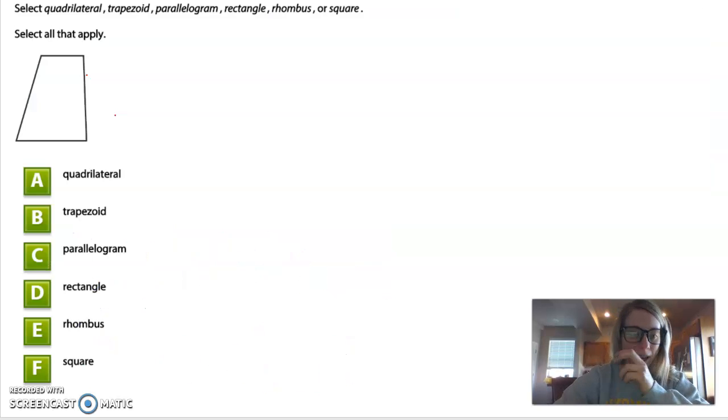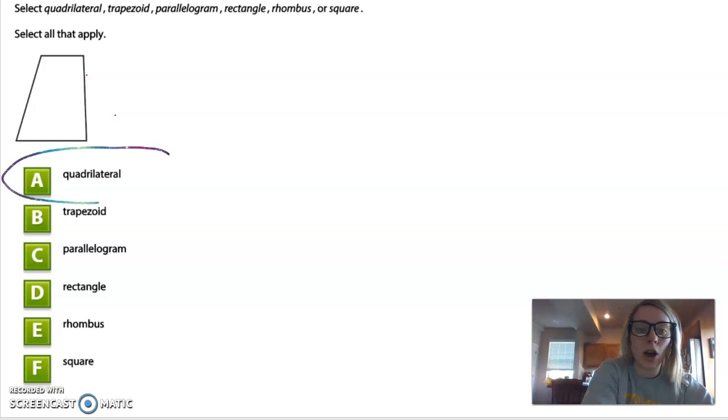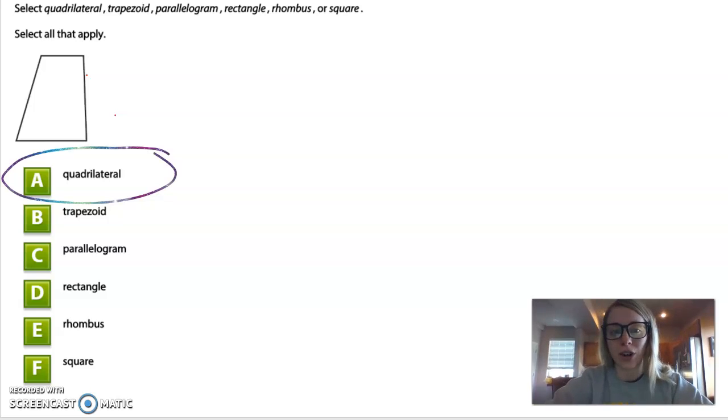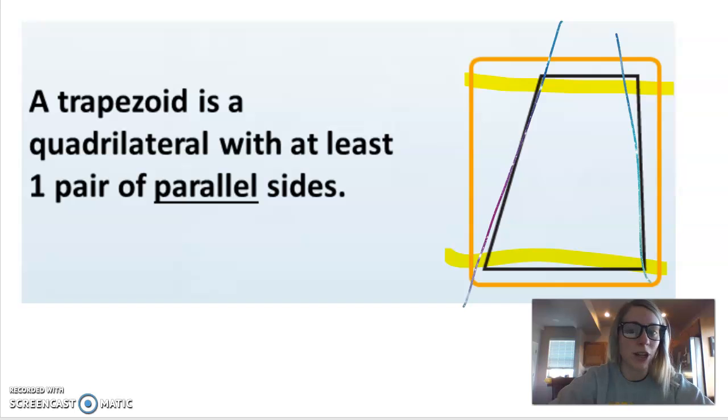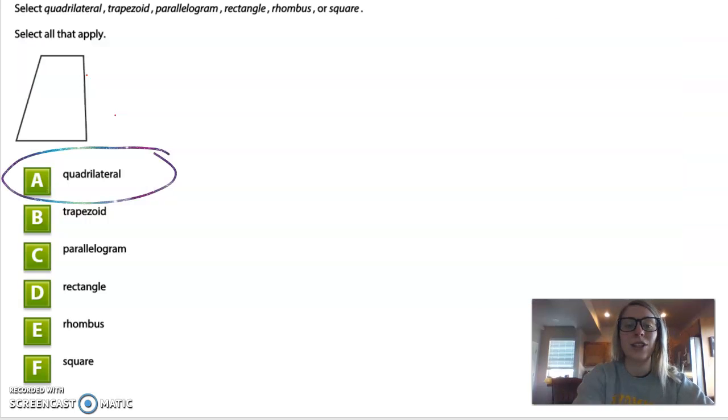Moving on to our next question here. Select all that apply. Quadrilateral, trapezoid, parallelogram, rectangle, rhombus, and square. So like I said at the beginning, we're working with quadrilaterals today, so we know 5th grade that it's going to be a quadrilateral. And looking at that image, it looks very, very similar to our trapezoid that we were going over. So I'm guessing it's going to be a trapezoid.